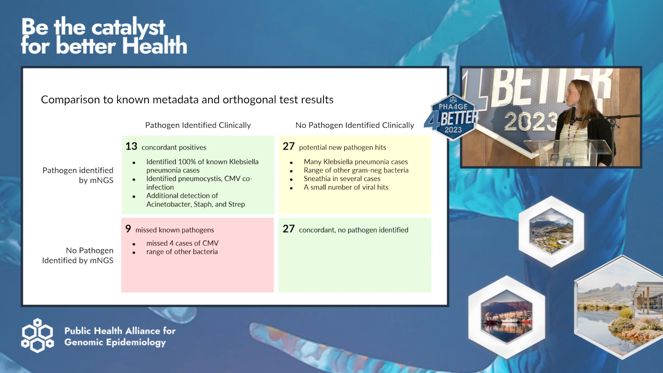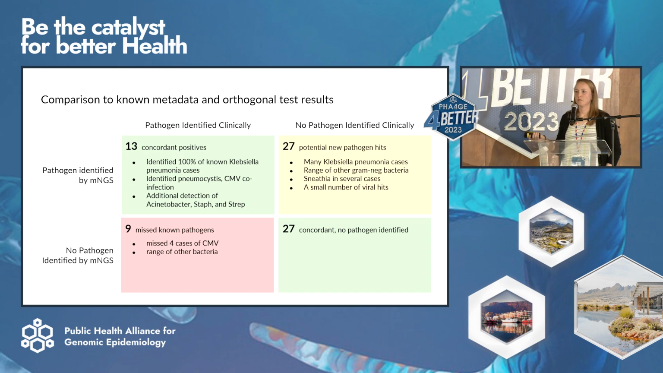And what we found was that we got 13 true positives, so things that were concordant between metagenomics as well as the standard diagnostics, 27 that were concordant true negatives, and then 9 cases of missed known pathogens. And so as I mentioned before, that can happen given some of the ability to amplify things using kind of PCR-based approaches. But we did notice that the majority of missed cases were CMV.